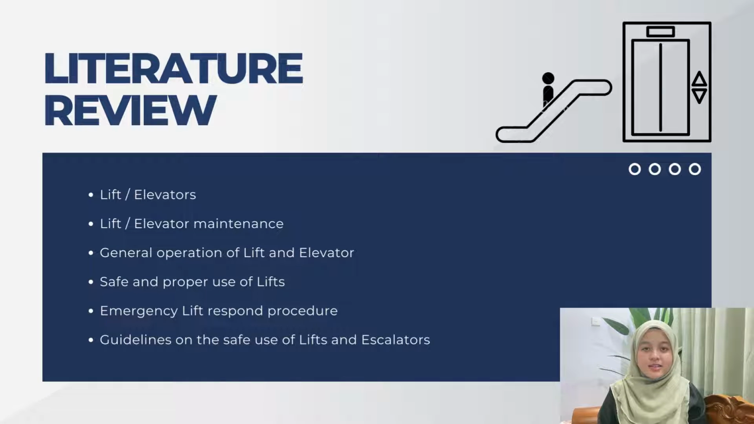Okay, I will present the next chapter, which is the literature review. In this chapter, we have 6 points. The first one is lift or elevators. The second one is lift or elevator maintenance. The third one is general operation of lift and elevator. The next one is safe and proper use of lift. Then we have emergency lift response procedure, and the last one is a guideline on the safe use of lift and escalators.